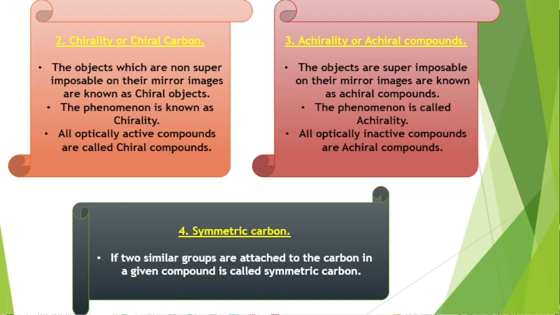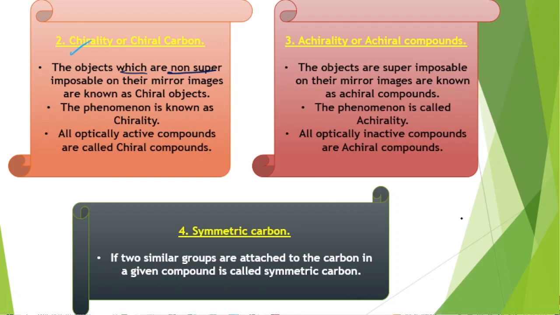So now let's move to the second one. It's going to be chirality or chiral carbon. Listen here. The objects which are non-superimposable. Non-superimposable means on the mirror images, when you see, it will not have the same reflection. So that is called non-superimposable.